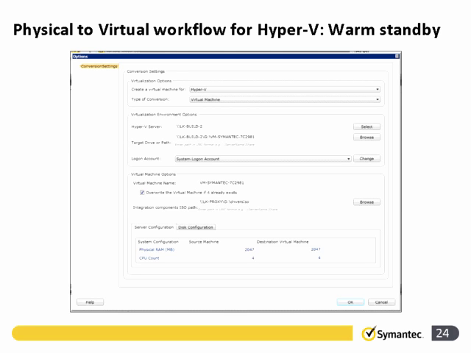I can do a warm standby, so in my virtualization options you have to say create a virtual machine for Hyper-V. The type of conversion is going to be a virtual machine. I have to give it the path to the Hyper-V server. This should be a UNC path. You can select it by browsing, but it should be a UNC path.